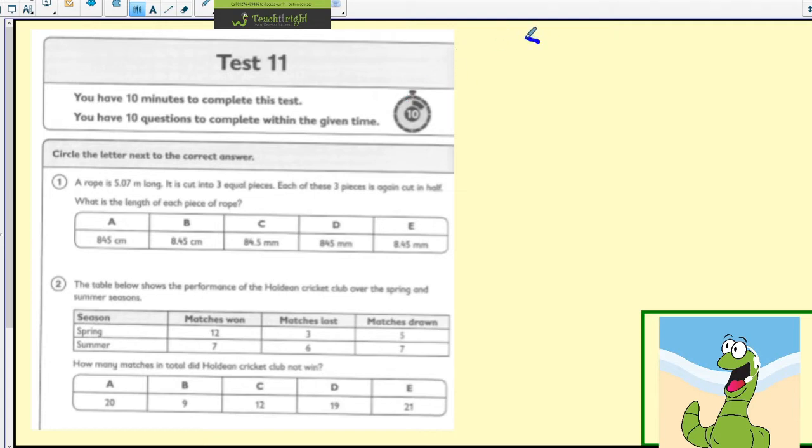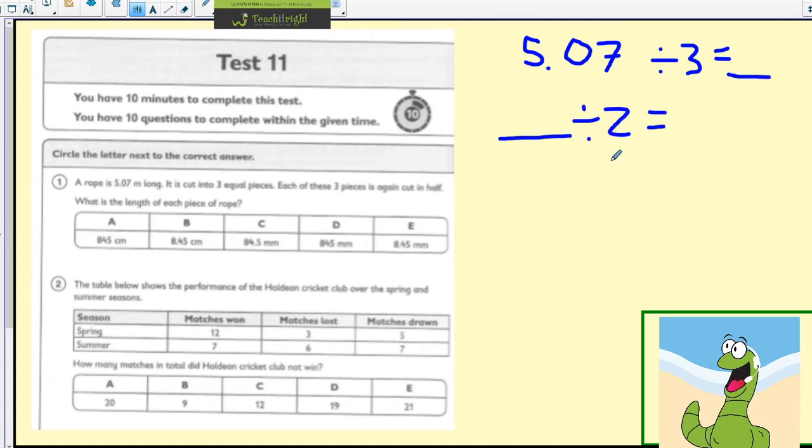So first thing we're doing is 5.07, and we're cutting it into 3 equal pieces. That means we are dividing it by 3. And then each of those pieces is cut in half again. So whatever the answer is, that answer will be divided by 2 to give us our final answer. So a few ways of doing this. I would probably do a bus stop. So let me show you a bus stop just in case people aren't sure.